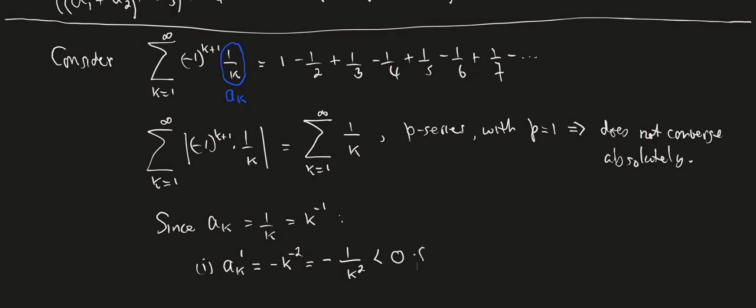In fact, I'm going to say for k greater than or equal to 1, because that's essentially the domain here for our terms. But this is technically for all real values of k except 0, because you can't divide by 0. So for k greater than or equal to 1, the derivative of our terms is always negative. This implies that a sub k is decreasing, and that's one of the things we need for our alternating series to converge. So, check mark.